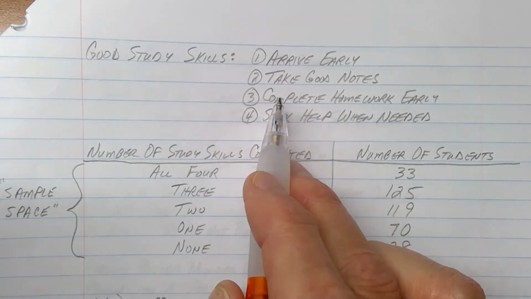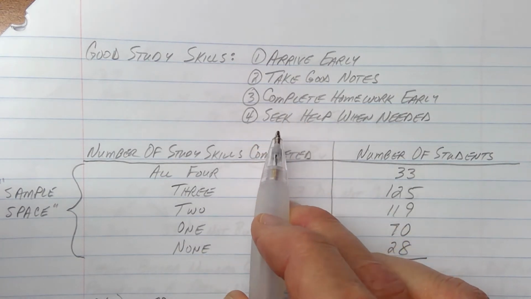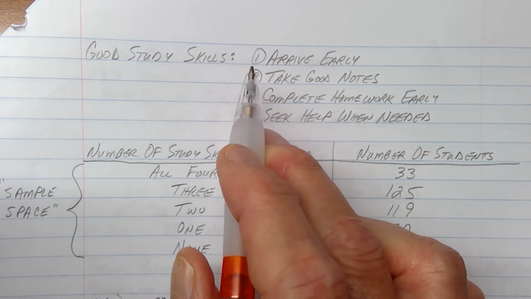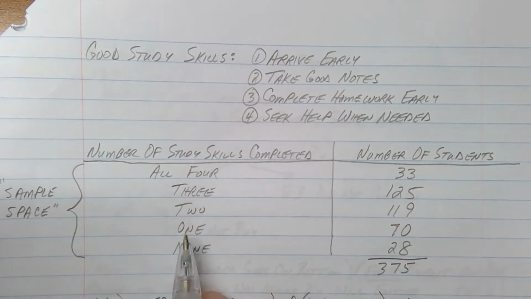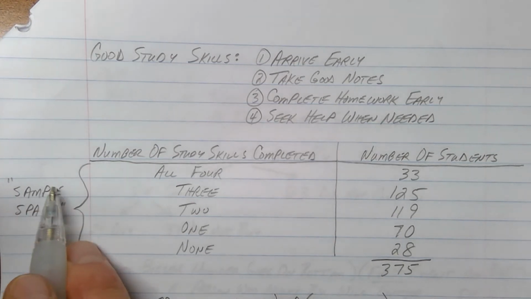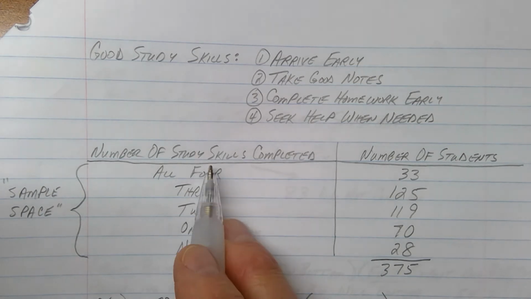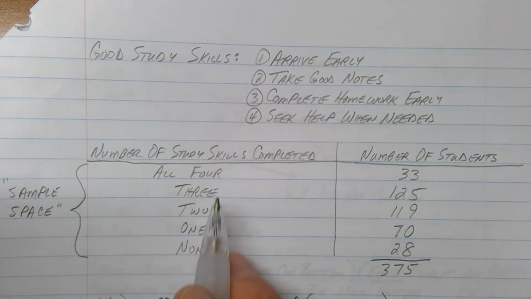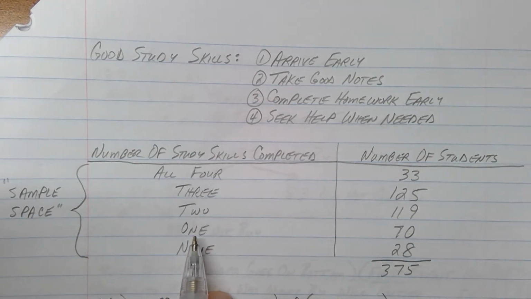So even though I have 4 options here, there's actually 5 different possible outcomes. They could do 1 of them, they could do 2, they could do 3, they could do all 4, but they could also do none. This is what's called the sample space. All of the possible things that could happen, all of the possible outcomes. They could possess all 4 study skills, 3, 2, 1. Lots of people forget about 0. There's some people who don't do any of those.